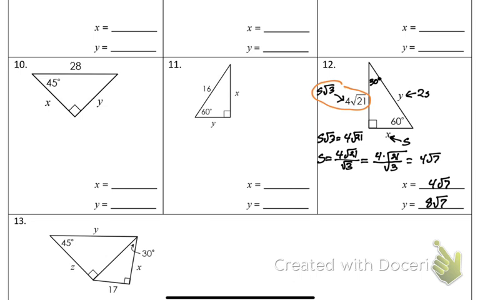Is that good? Everything checks out? Okay, awesome. Yeah. 17.